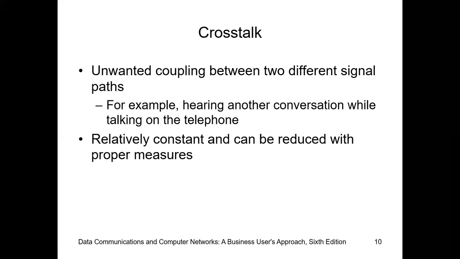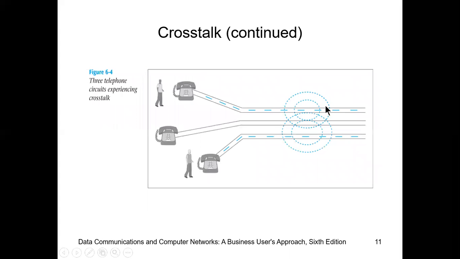So that's what we call crosstalk in our data communication. Crosstalk is unwanted coupling between two different signals. If two signals interfere with each other, that's what we call crosstalk. For example, hearing another conversation while talking on the phone, that's crosstalk, right? It is relatively constant and can be reduced with proper measures. Otherwise, it is another bad effect on the signal.